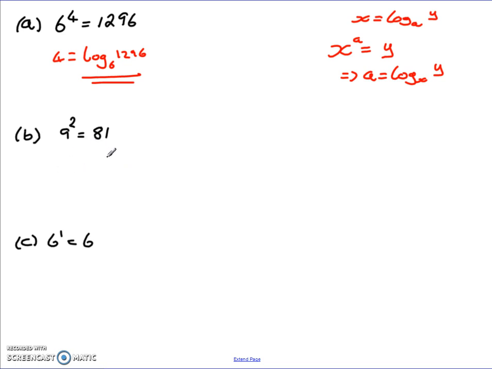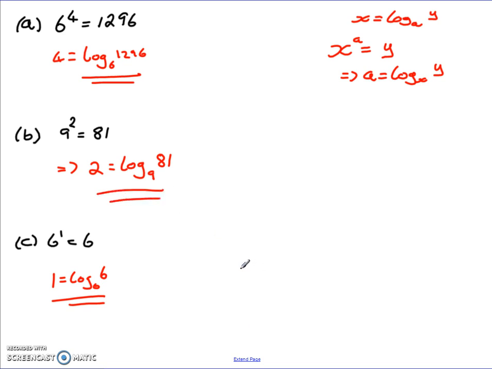Second one, 9 squared equals 81, we follow the same logic. The power now becomes our new left hand side, and our base here becomes the log part there. So for this one, the power becomes my left hand side too, it's then log to the base 9 of 81. Last one here, 6 to the power of 1 equals 6, so my power is 1, that's my left hand side, my base is 6, so 1 equals log to the base 6 of 6. So there's my third one right there. So that's the three of those in logarithmic form. Fairly straightforward if you just follow this procedure and this formula part here.